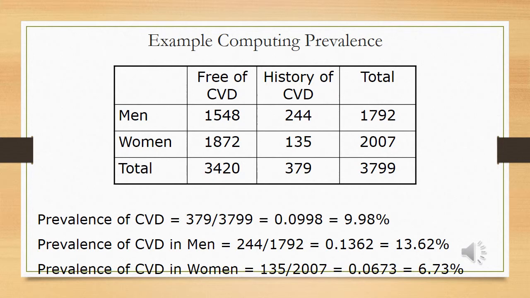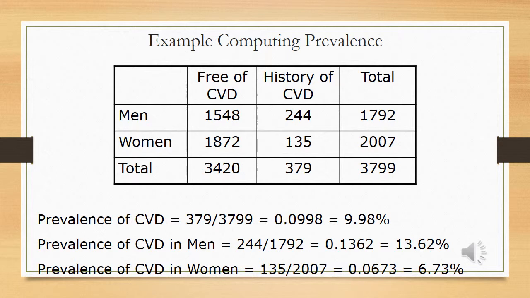So in this example, as we can see on the table, we have men, women, and a total, and then we have free of cardiovascular disease, history of cardiovascular disease, and a total. To find the prevalence of cardiovascular disease in general, as in men plus women, we need the number of individuals that have cardiovascular disease. Looking at our table, as we add men and women in the history of cardiovascular disease column, we have 379.